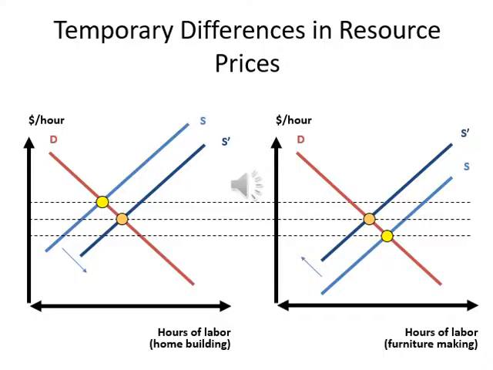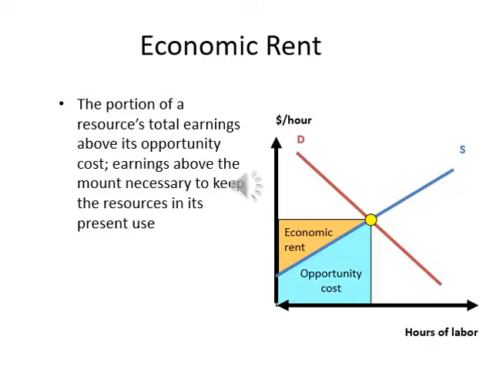Two tables show temporary differences in resource prices. Economic rent is: the portion of a resource's total earnings above its opportunity cost, earnings above the amount necessary to keep the resources in its present use.